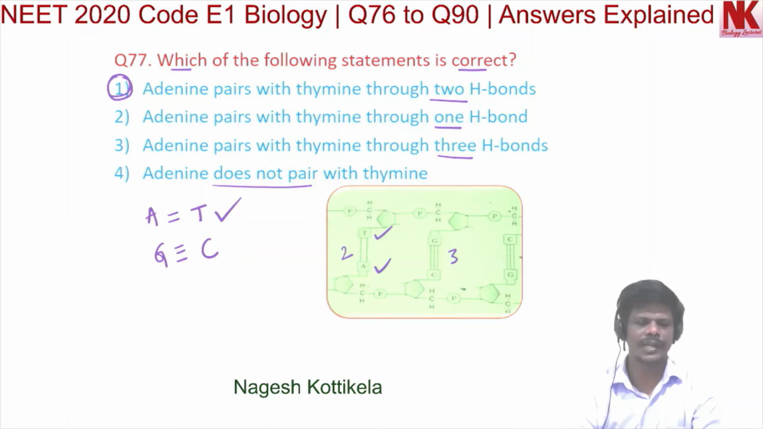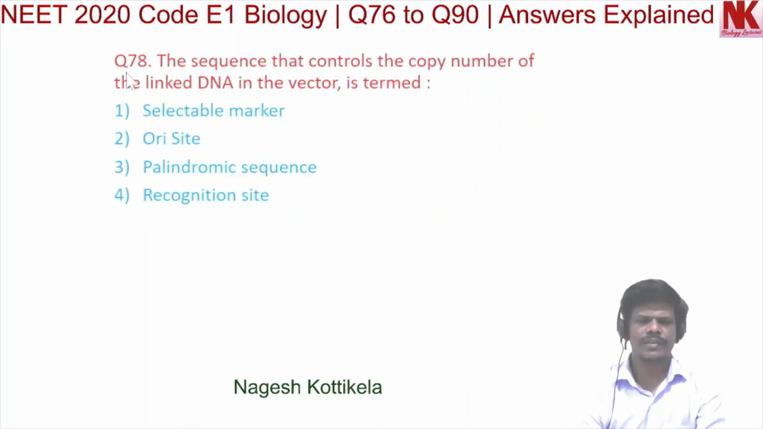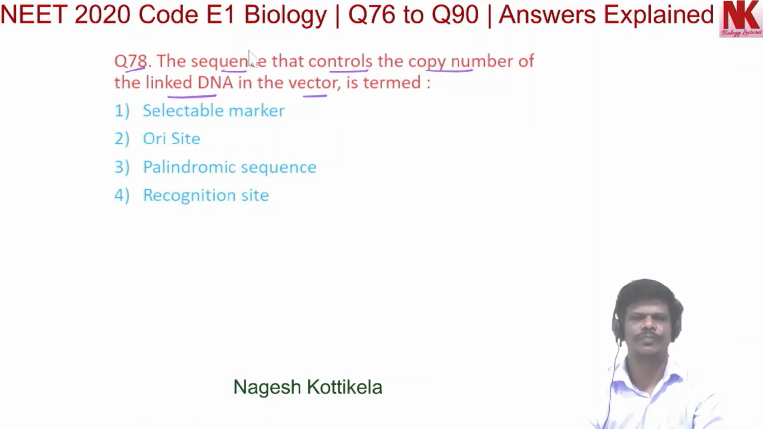Now moving to the next question, number 78. The sequence that controls the copy number of linked DNA in the vector is termed. Option 1 is selectable marker. No, this is wrong, because a selectable marker is a gene that is introduced into a cell in culture or a bacterial cell that confers a trait suitable for artificial selection. So this is wrong. Option 2, ORI site.